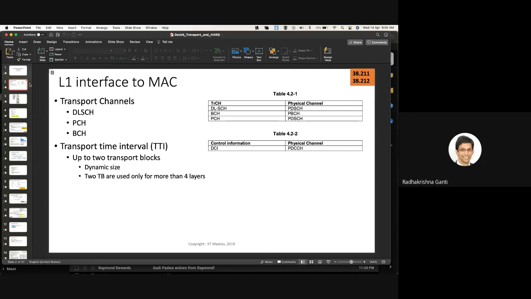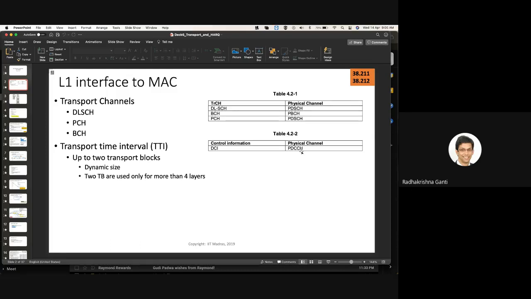Just to recall, PDSCH is the main data channel in the downlink, and all the actual data is sent on it. There's also a control channel called PDCCH, which we'll look at after we finish this. The interface between the MAC layer and the L1 layer is called the transport block. The MAC layer sends transport blocks to the physical layer, and the L1 layer processes these transport blocks.